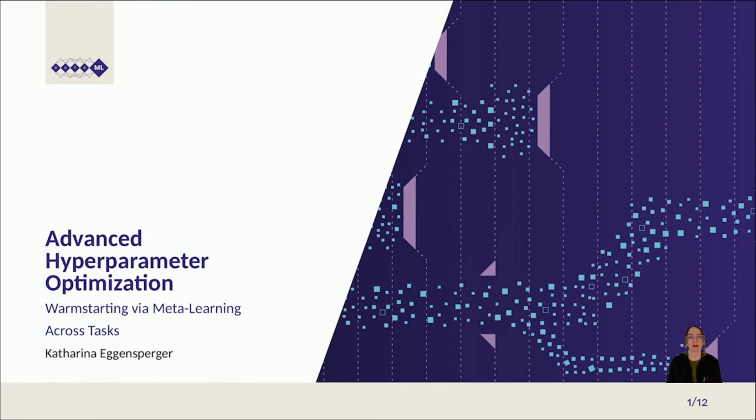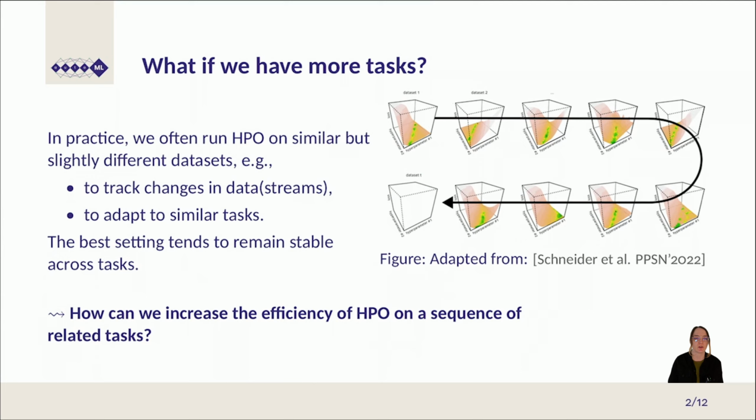Okay, welcome back to Warmstarting via meta-learning across tasks. Today we will discuss the setting: what happens if we have multiple tasks, which means if we're solving hyperparameter optimization on a sequence of tasks, how can we leverage this information for solving a new task?